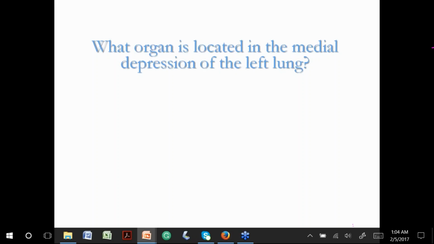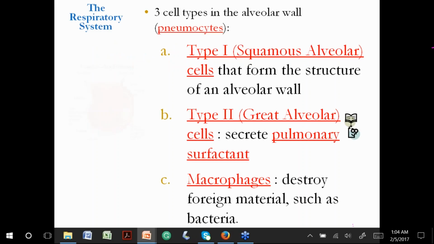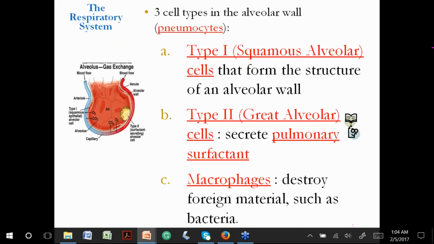The heart is going to be making some depression on the left lung in order to be localized in that area, the heart. Okay, so let's go to the alveoli.